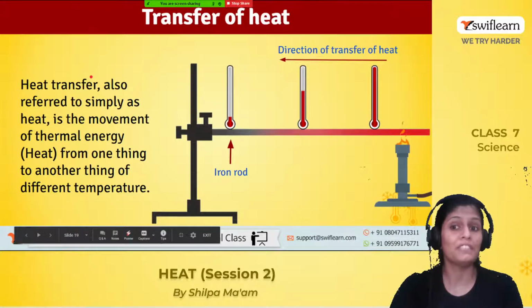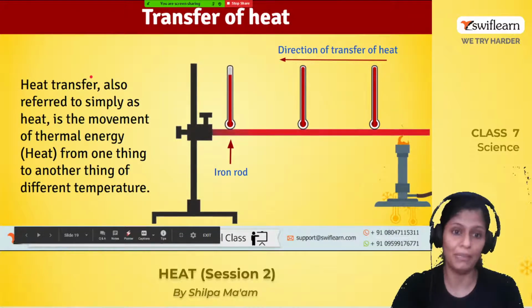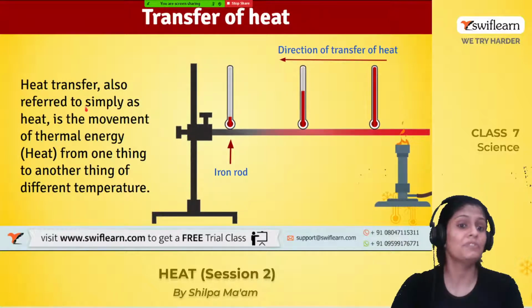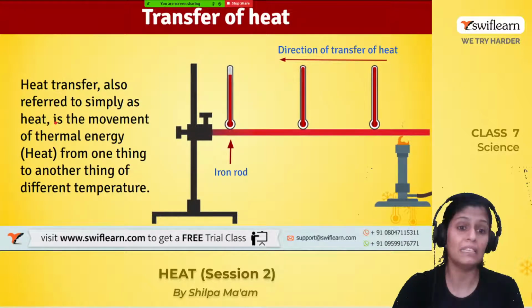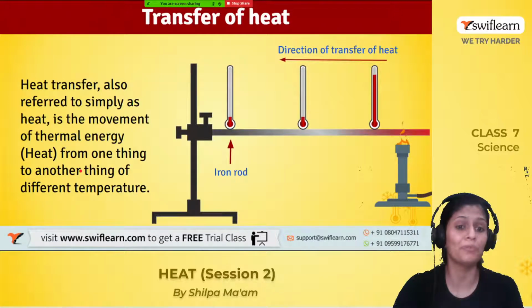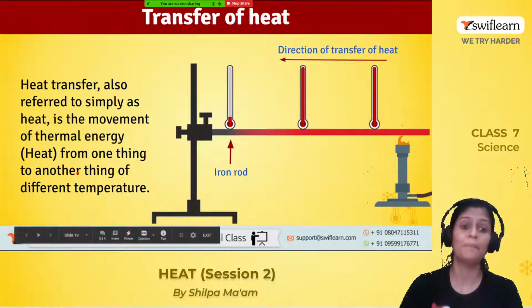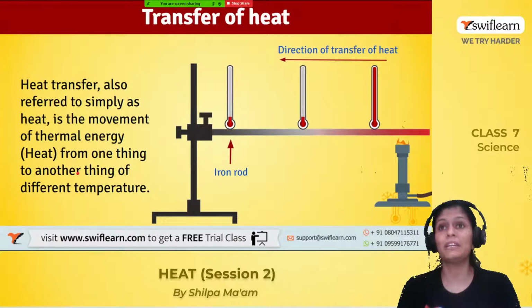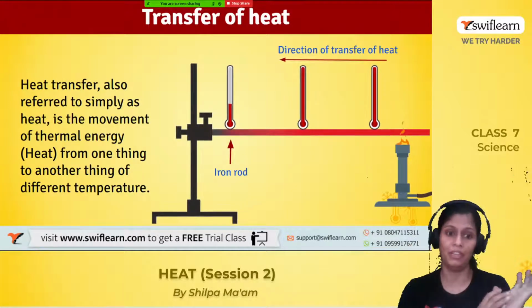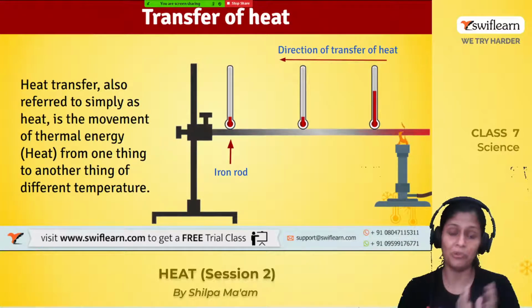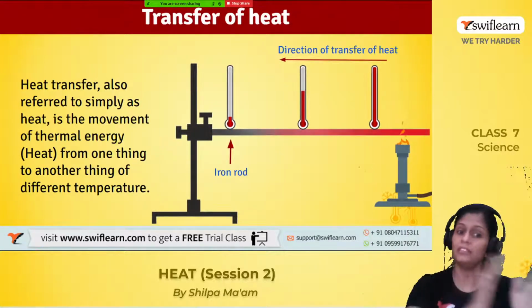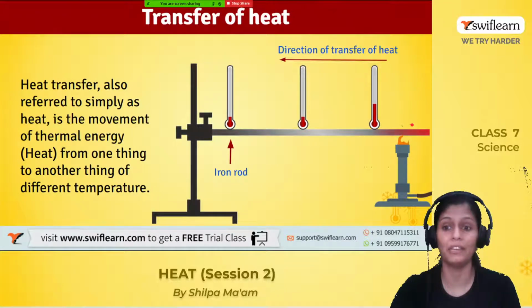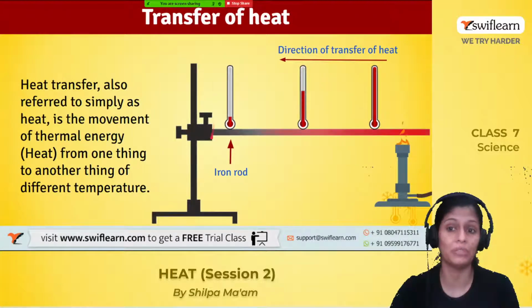Now, how exactly does the transference of heat take place? Heat transference is referred to simply as heat. It is a movement of thermal energy from one thing to another of different temperature. That means if we talk about heat transfer, what does heat transfer mean? We are transferring energy, the object is not actually moving, the energy is going from one side to the other. For example, you can just see an iron rod is there, and over it we have installed these three things over it.